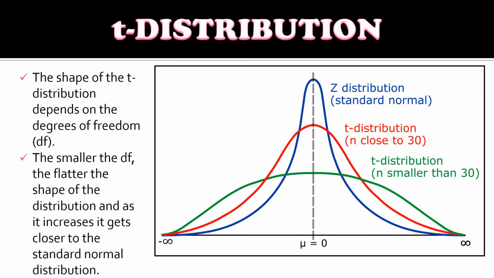As you notice from the graph, we have the one colored blue, red, and then green. The blue one is the standard normal distribution. Then we have the t-distribution that is close to 30, which is the red one, and the t-distribution smaller than 30, which is denoted by the green one. As you can see, as the sample size decreases, it looks flatter. That's why the green one is the flattest of the three graphs.